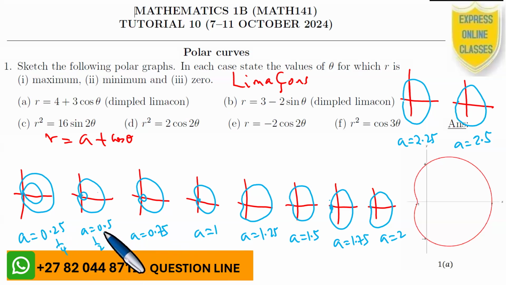And this one is like 1/2. At 1/2, it's a bit smaller. At 3/4, a little bit smaller. At 1, there's no loop. It's just like a dot. At 1.25, it is now migrating away from the origin, but it forms a smooth curve. At A equals 1.5, it is similar to 1.25, but it's becoming smoother and smoother, because at 2.5 it's like a circle.